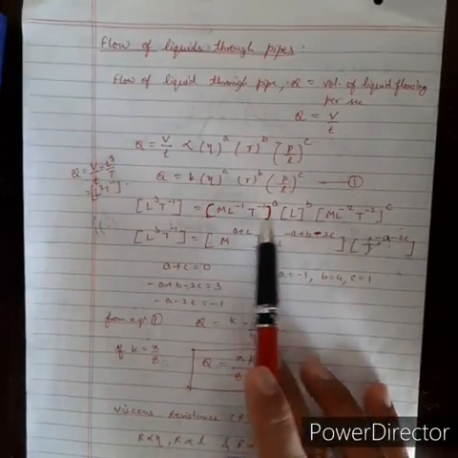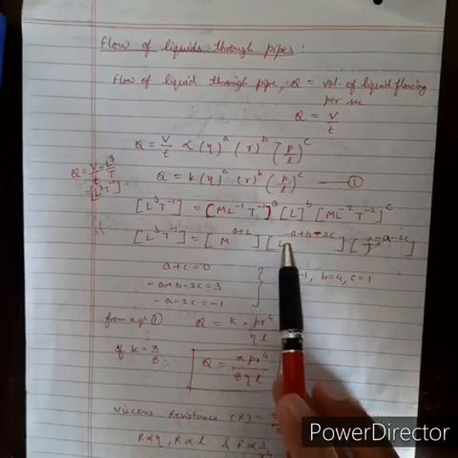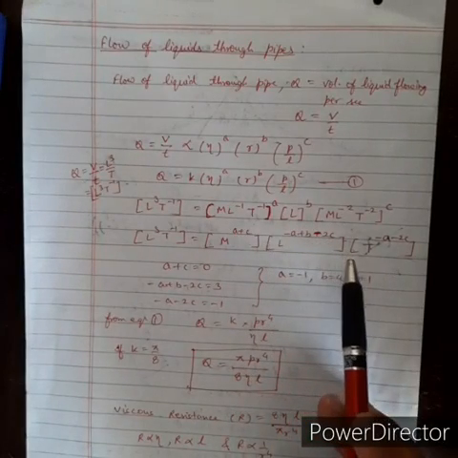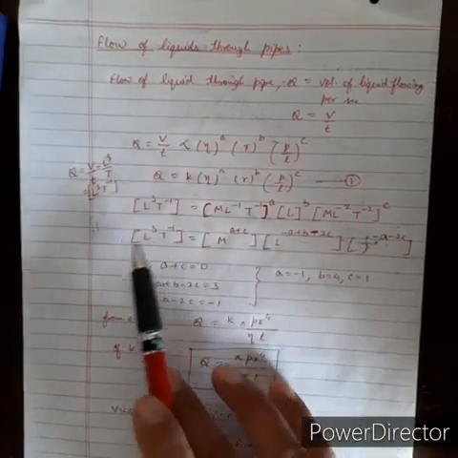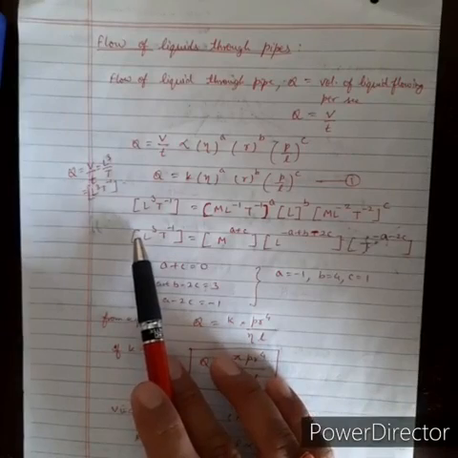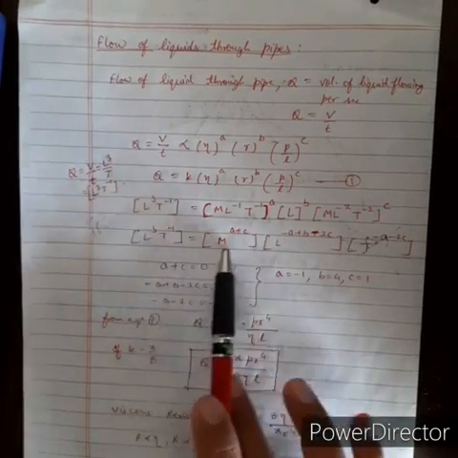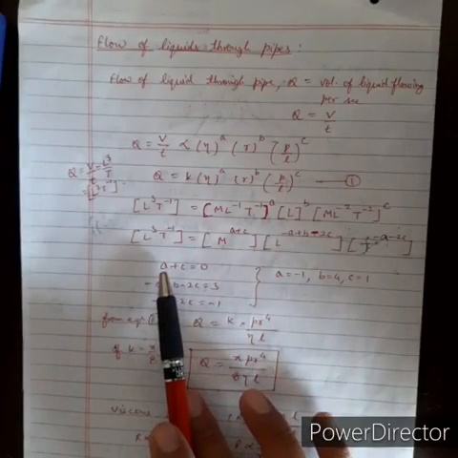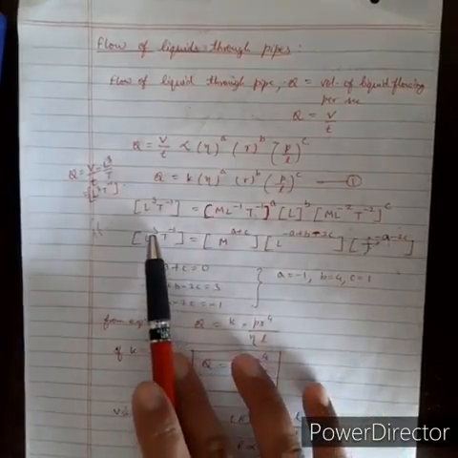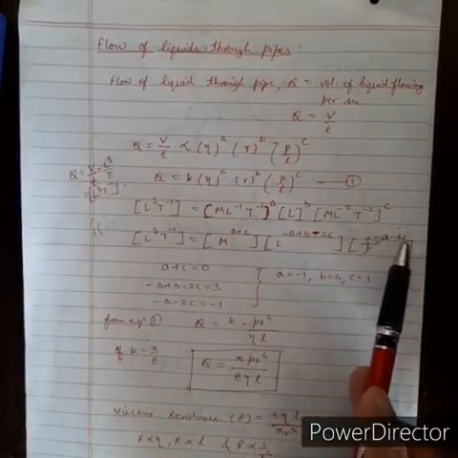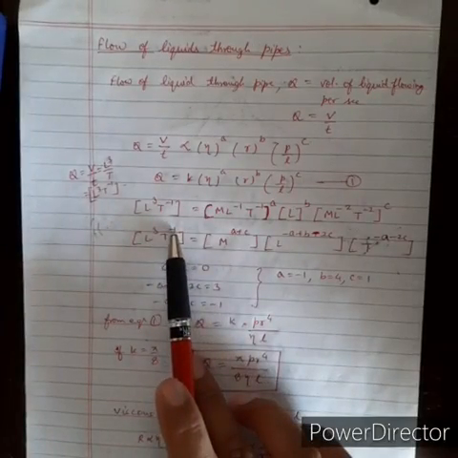So M will come together here: a plus c, L to the power minus a plus b minus 2c, and T to the power minus a minus 2c. If I compare both sides, here M is missing, so that means I can write M to the power 0. If you compare it, you will get three equations: a plus c is equal to 0, minus a plus b minus 2c is equal to 3, and minus a minus 2c is equal to minus 1.